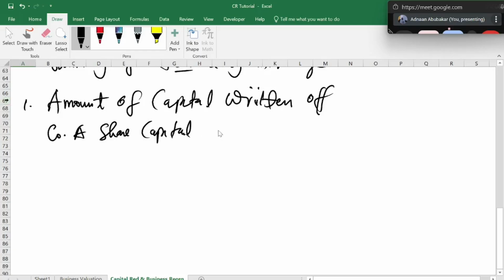Share capital is maybe the price of one cedi. So the total capital of this company is maybe 500,000. And they said that due to capital reduction, the shareholders have decided to reduce their share value. How much is the share value? One share times value is 500,000. Now the total share value is 500,000.